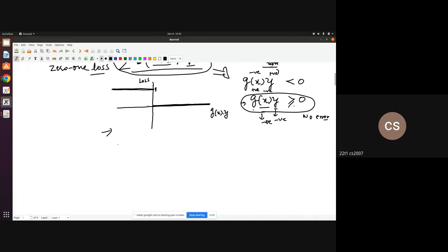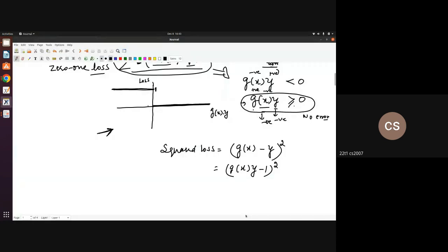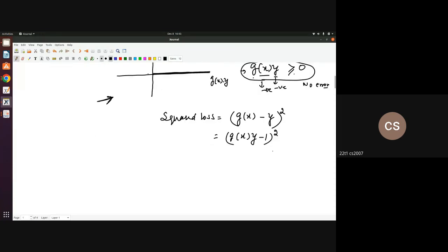So one might wonder, can we apply a regression loss here in classification also, since we know that we were doing decently well in regression by using something like squared loss? What do we mean by that? If we apply squared loss in case of classification, it will be something like (g(x) minus y) squared, for one data point. Now, this term is actually equivalent to (g(x) into y minus 1) squared. These two terms are actually the same. You can expand this, and they will both come out to be equal.